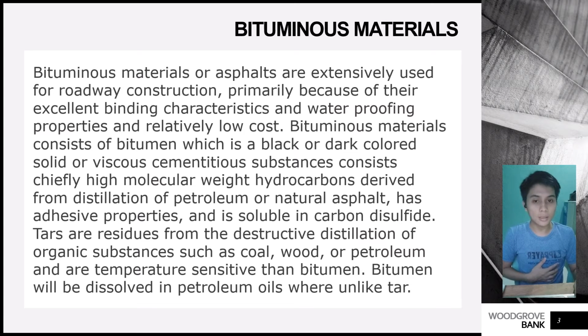Bituminous materials consist of bitumen, which is a black or dark colored, solid or viscous cementitious substance consisting chiefly of high molecular weight hydrocarbons derived from distillation of petroleum or natural asphalt. It has adhesive properties and is soluble in carbon disulfide. Tars are residues from the destructive distillation of organic substances such as coal, wood, or petroleum, and are more temperature sensitive than bitumen. Bitumen will be dissolved in petroleum oils, unlike tar. One of the examples of bituminous materials is asphalt.